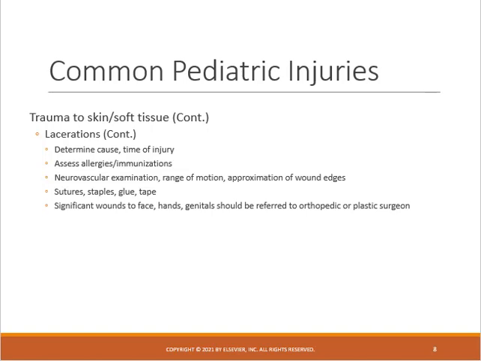With these injuries, depending on where they are, you want to be able to do a neurovascular exam and be able to assess for range of motion, so that if you are approximating the wound's edges, you know that those are not going to be pulled, and will give more information on what type of suturing you would do or how to best repair the area. Pulling those tissues together can happen with sutures, staples, glue, tape.